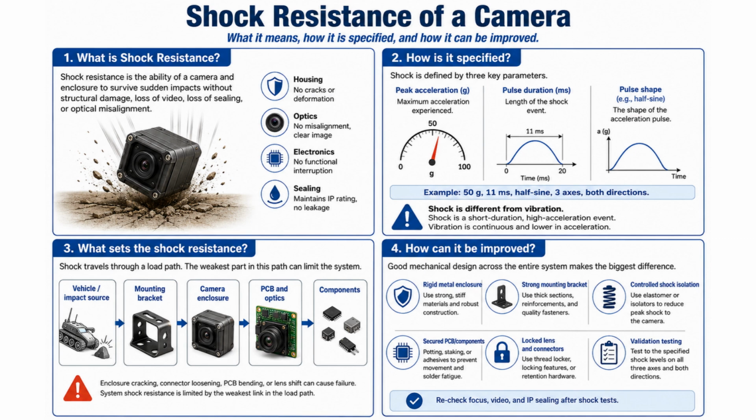The image also shows that shock travels through a complete load path from the vehicle and mounting bracket through the enclosure, PCB, optics, and internal components. The weakest part can limit the entire system. Shock resistance can be improved with a rigid metal housing, strong mounting brackets, controlled isolation, secured PCBs and components, locked lenses and connectors, and proper validation testing.